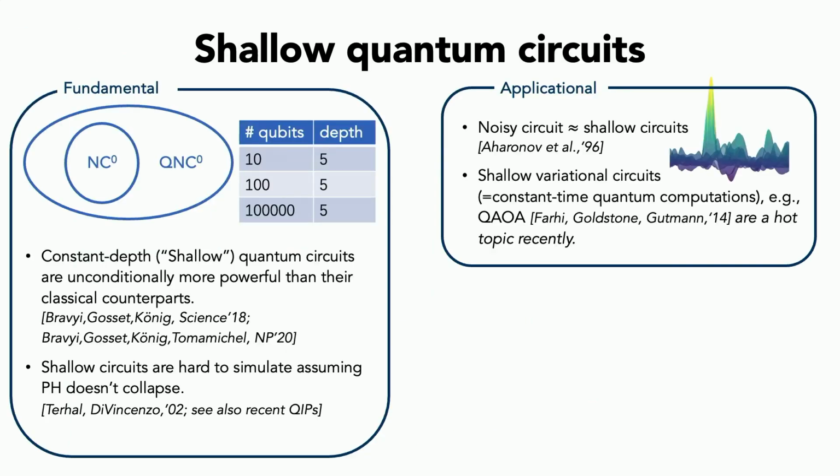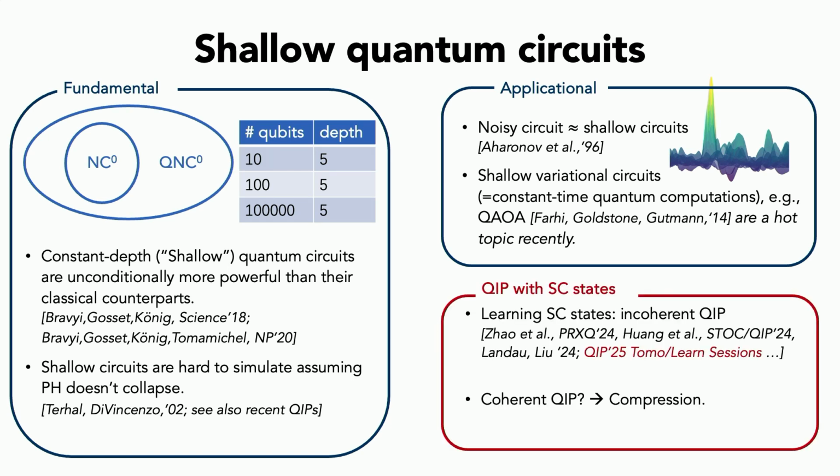Okay? Beyond this technical reason, there are good motivations for shallow circuits themselves. They're a hot topic because, for instance, you can show some unconditional quantum advantage compared to their classical counterparts. And on the application side, if you're doing near-term quantum computation with some noisy device, you're pretty much dealing with shallow circuits. So there has been a lot of interest, especially at QIP, in shallow circuit states.